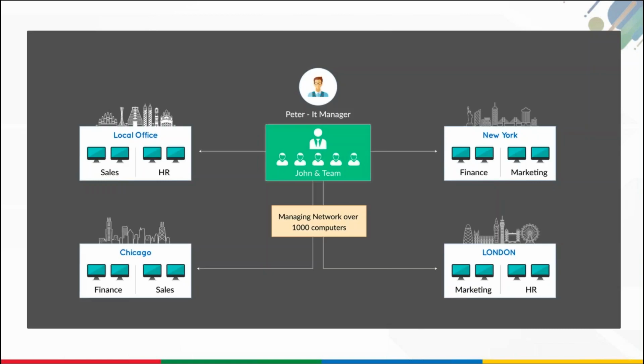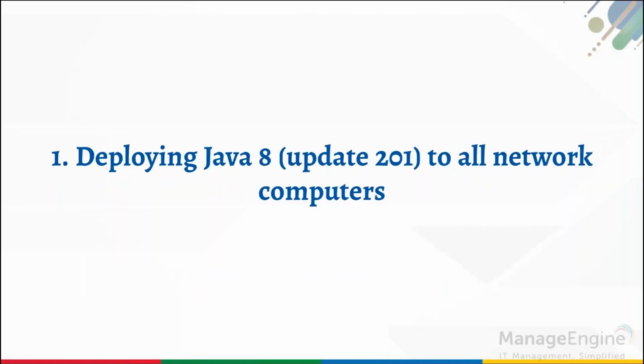To understand how software deployment works in networks, let's consider a scenario as shown. Peter is the IT manager, and John and team work for Peter. So Peter gives them tasks, and we'll see how they're able to complete these tasks. The first task is to deploy Java 8 to all network computers.